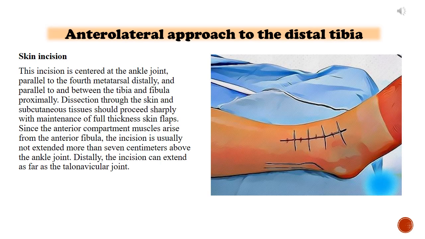Anterolateral approach. Skin incision. This incision is centered at the ankle joint, parallel to the fourth metatarsal distally, and parallel to and between the tibia and fibula proximally. Dissection through the skin and subcutaneous tissues should proceed sharply with the maintenance of full thickness skin flaps. Since the anterior compartment muscles arise from the anterior fibula, the incision is usually not extended more than 7 cm above the ankle joint. Distally, the incision can extend as far as the talonavicular joint.